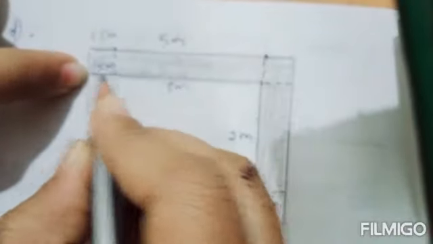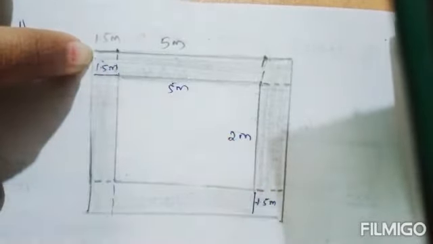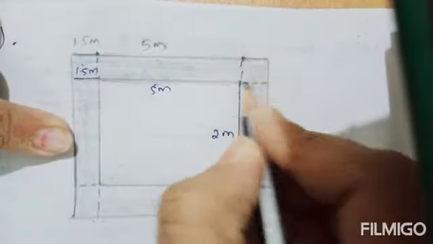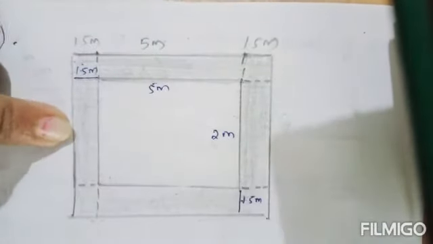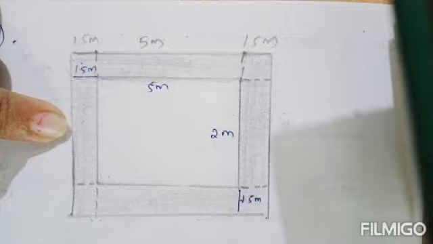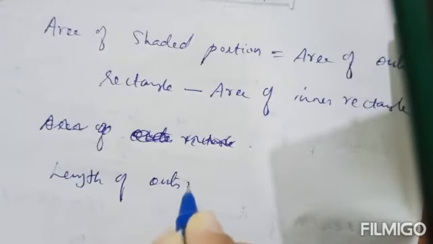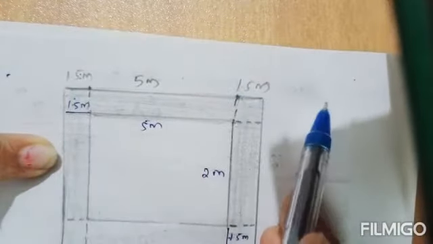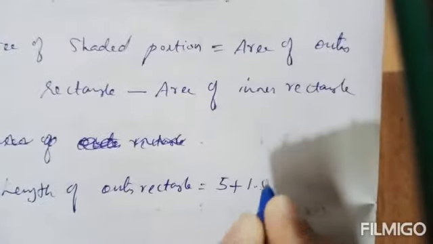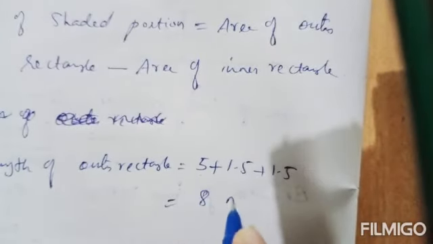Now this length is equal to 1.5 meter. It is given: inner rectangle and outer rectangle distance is 1.5. So this is also 1.5. Similarly, this length will also be 1.5 meter. Now you can find the length of the outer rectangle. So length of outer rectangle is 5 plus 1.5 plus 1.5. So you will get 8 meter.